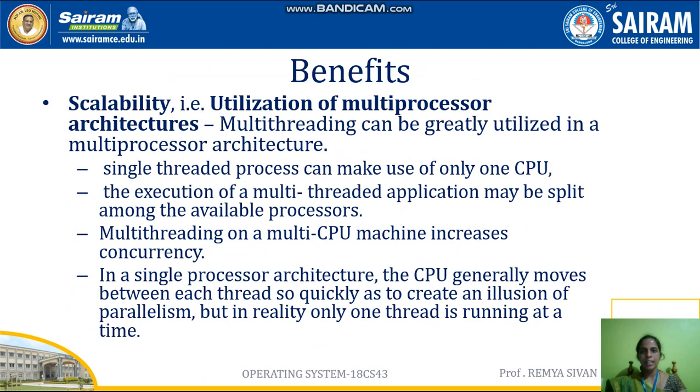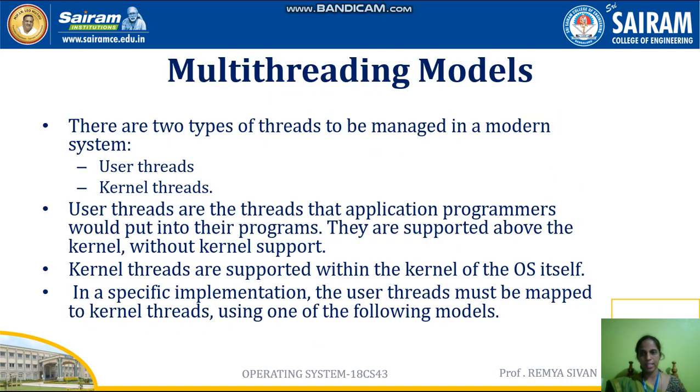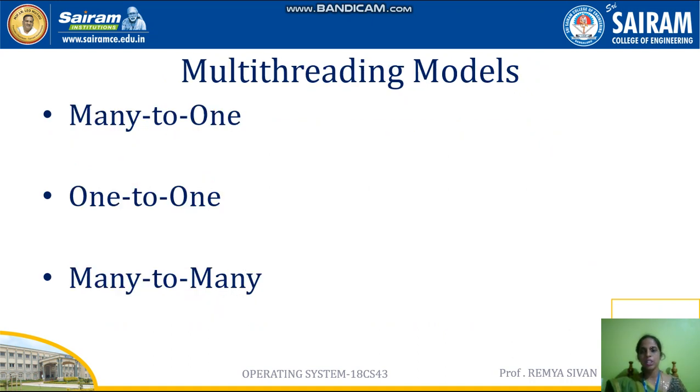The next topic is multi-threading models. There are two types of threads: user threads and kernel threads. User threads are the threads that application programmers put into their programs. Kernel threads are supported within the kernel of the OS itself. In a specific implementation, user threads must be mapped to kernel threads using one of the following models: many-to-one, one-to-one and many-to-many.